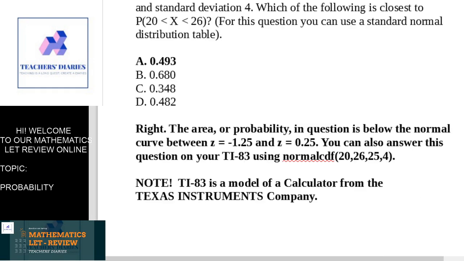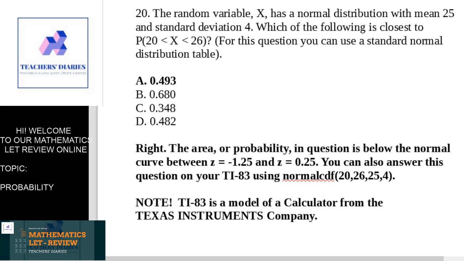Next is number 20. The random variable x has a normal distribution with mean 25 and standard deviation of 4. Which of the following is closest to the probability of x, or P of x, in which x is greater than 20 and x is less than 26? For this question, you can use your calculator or a standard normal distribution table. You may use your calculator on this one.